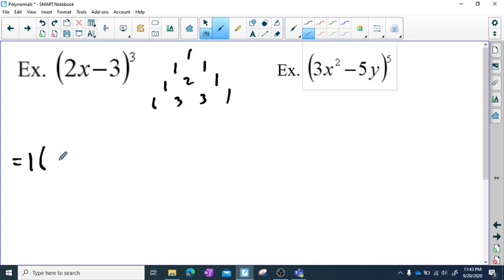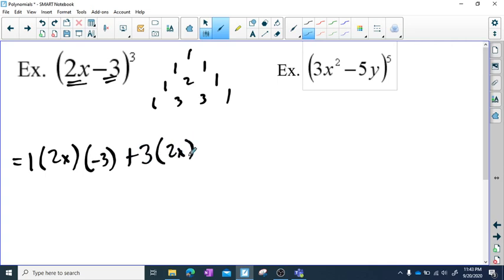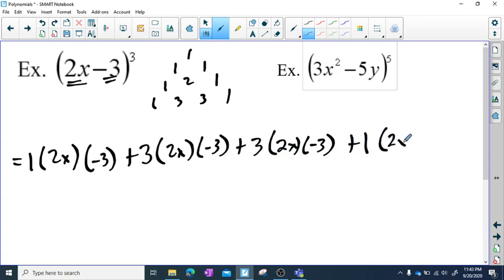So it's 1, 2x this time, because that's the first term in the binomial. And you have to include this sign. Negative 3 will be my second. Plus, I'm just going to put the exponents on at the end. So then 3, 2x, negative 3. Plus 3, 2x, and negative 3. And then plus a 1, 2x, and negative 3. Now I'll put my exponents on. So these 1, 3, 3, 1 came from here.